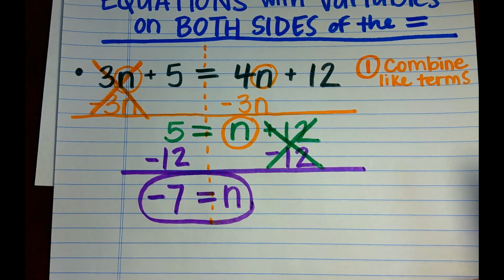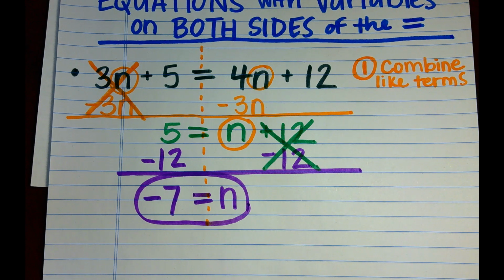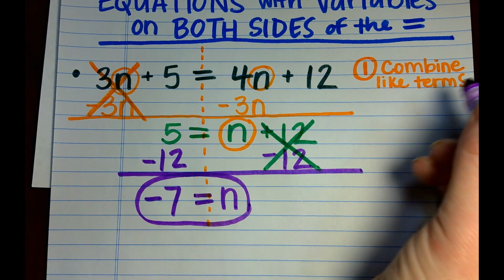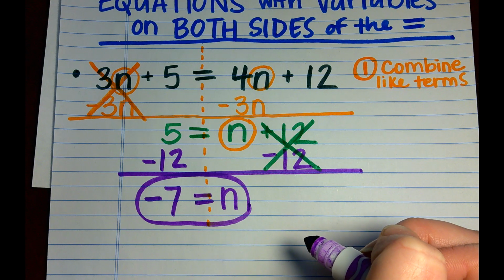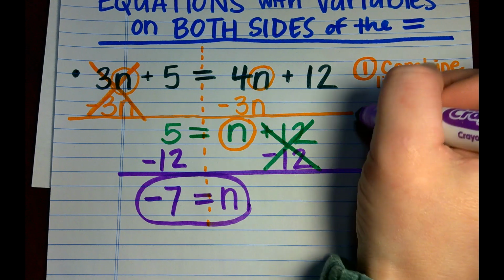So we are just starting by combining our like terms. We're going to get our variables all on the same side of the equal sign. And then from there, we're just solving our equation like normal.